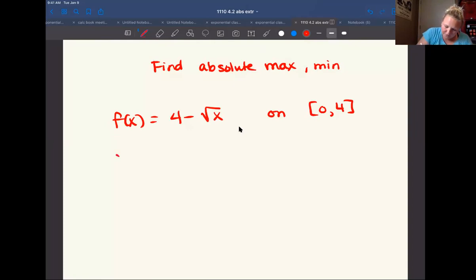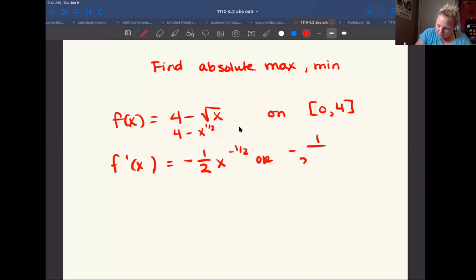If we do the derivative, so the derivative of 4 is 0. The square root of x is like x to the 1/2. So if I write it like that, we can use power rule. So we've got -1/2 x to the -1/2, or -1/2 over the square root of x.